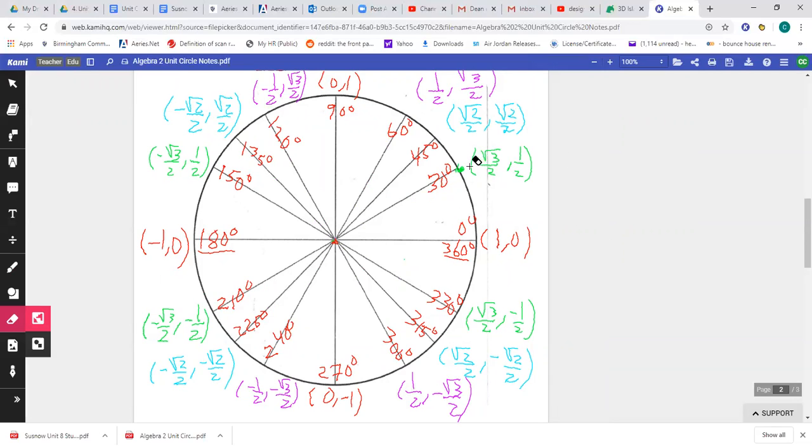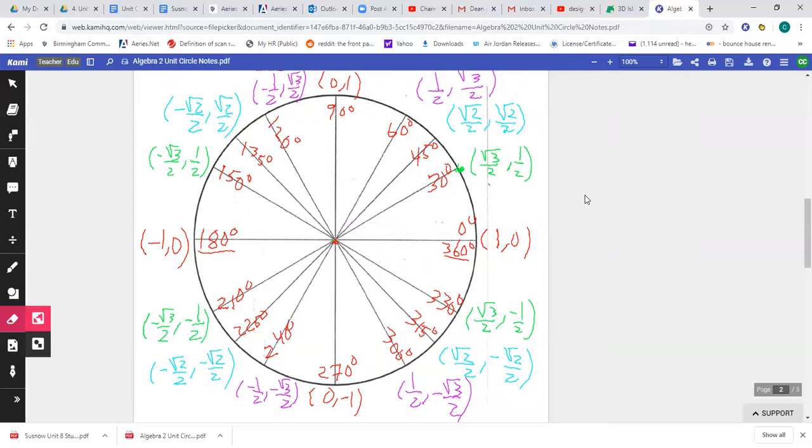Now, what this coordinate means, root 3 over 2, 1/2, that's the xy coordinate of this section right here. Root 2 over 2, root 2 over 2 is the xy coordinate of this point right here where my cursor is. 1/2, root 3 over 2 is this point right here. 0, 1 is this point right here. Negative 1/2, root 3 over 2 is this point right here. Okay?